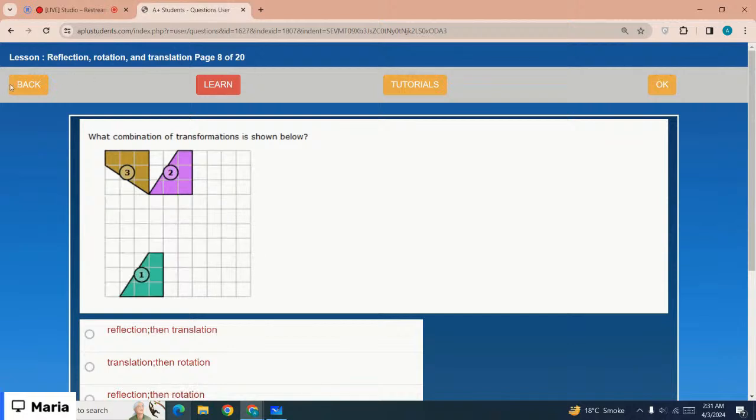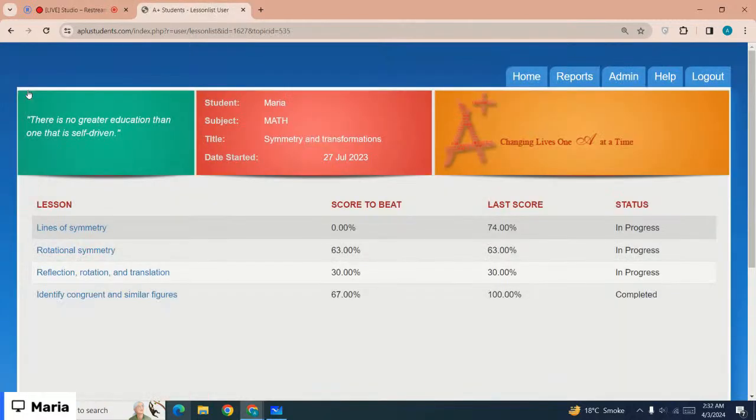Okay, you can complete the lesson by yourself later today. Let me just move on to the next lesson. The next lesson is identify congruent and similar figures.